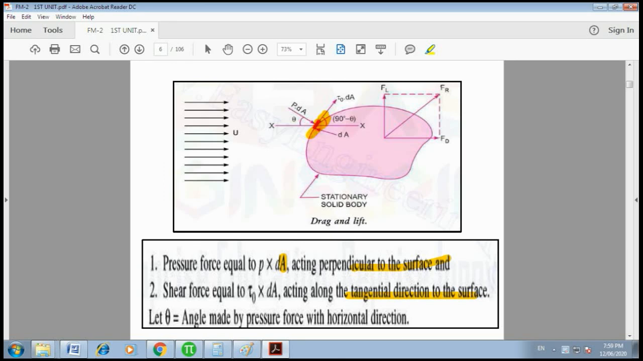Then let theta be the angle made by the pressure force with the horizontal direction. This is the P into dA, and it makes some angle theta with the horizontal direction of the velocity or flow. Now this tau 0 into dA makes an angle of 90 minus theta with the horizontal direction. I will show you one diagram.